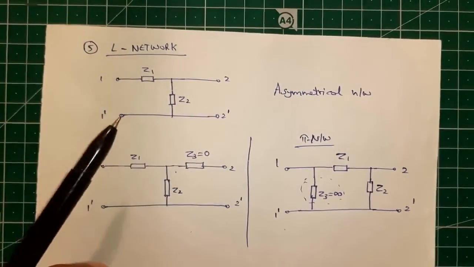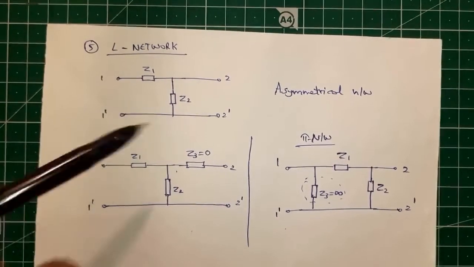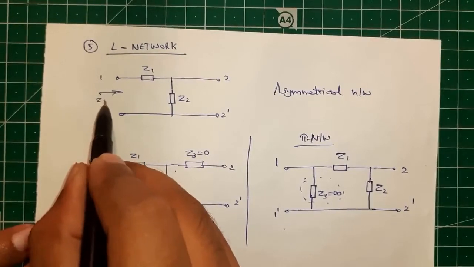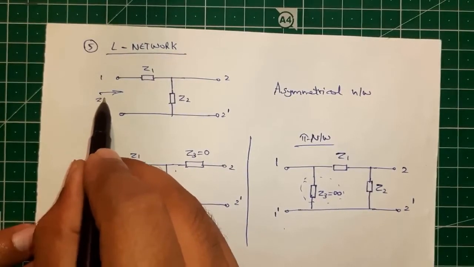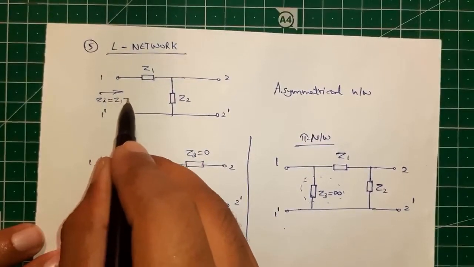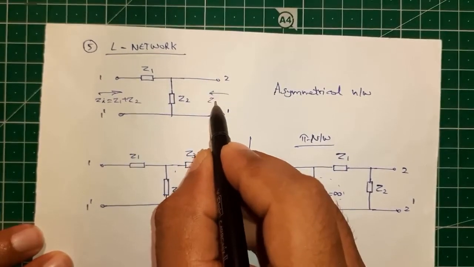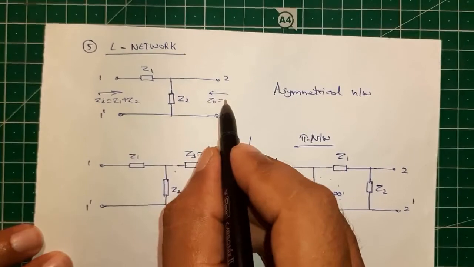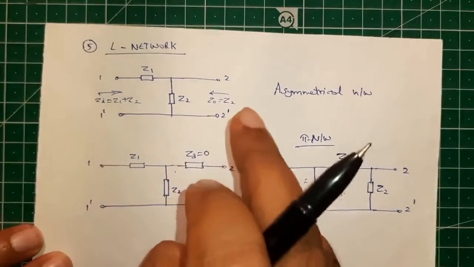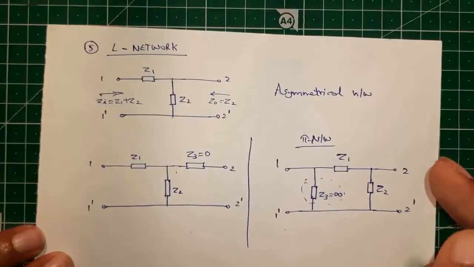Because we have a particular impedance when we view from this side: the input impedance ZI is equal to Z1 plus Z2. When you look from this side, Z0 is equal to Z2 only. So there are unequal impedances on the input as well as the output side. So this can match these two kinds of networks.